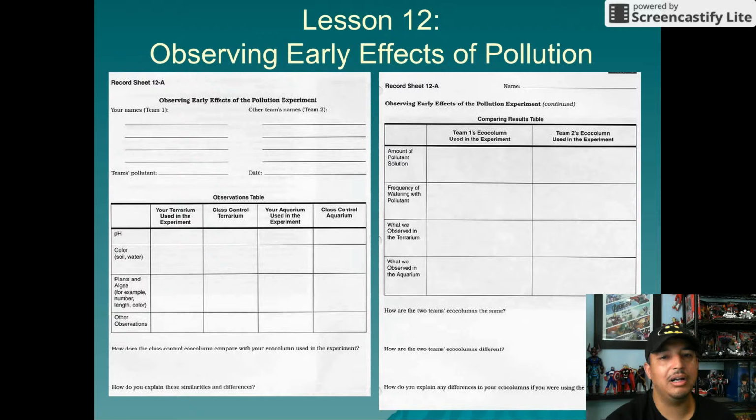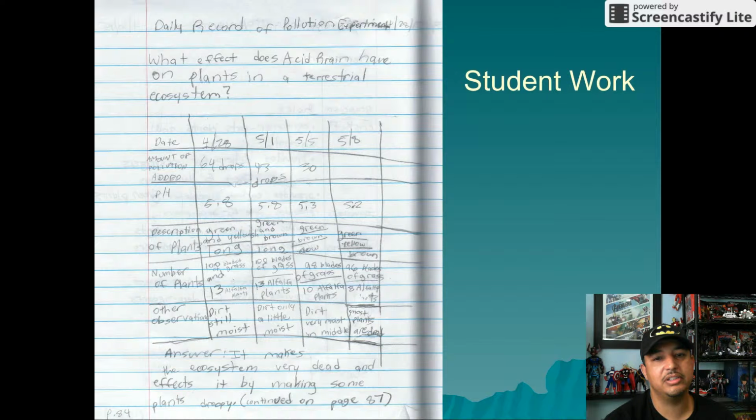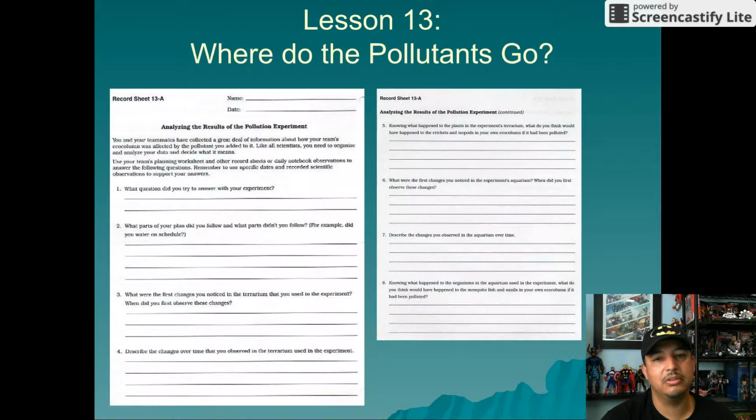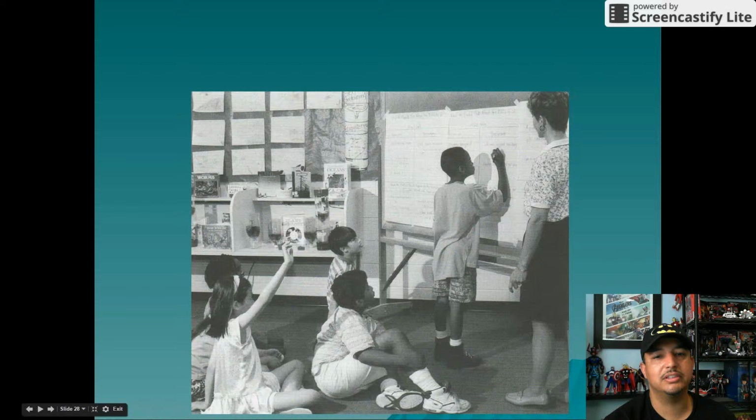Lesson 12 also has students completing worksheets where they compare their team's ecocolumn to the class control ecocolumn, and also to the ecocolumns of other teams exposed to the same pollutant. Lesson 13 has students making final observations and discussing the effects of pollutants in their ecosystems. They also complete a record sheet where they analyze the results of their experiments.